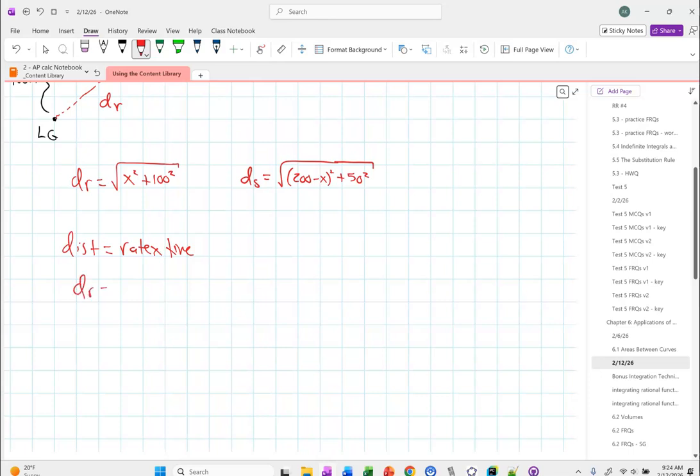So my running distance is going to equal 6 times the amount of time I run, or my time spent running is the running distance divided by 6. And then my swimming distance is going to be 2 times the amount of time I spend swimming, or my time swimming is the swimming distance divided by 2.